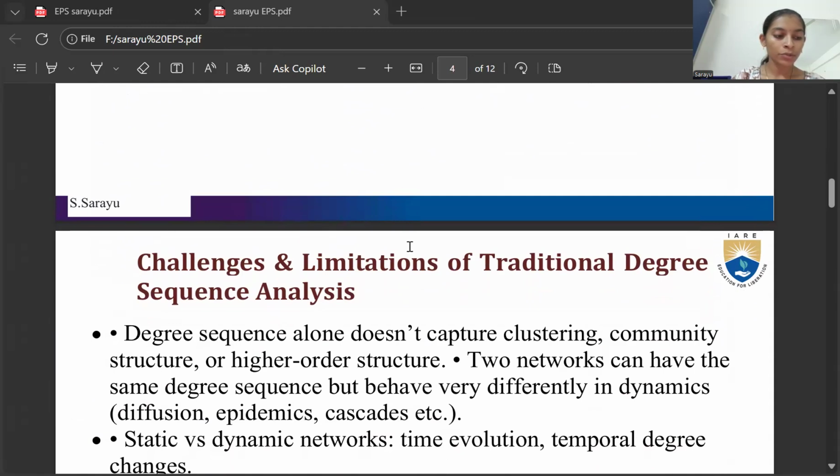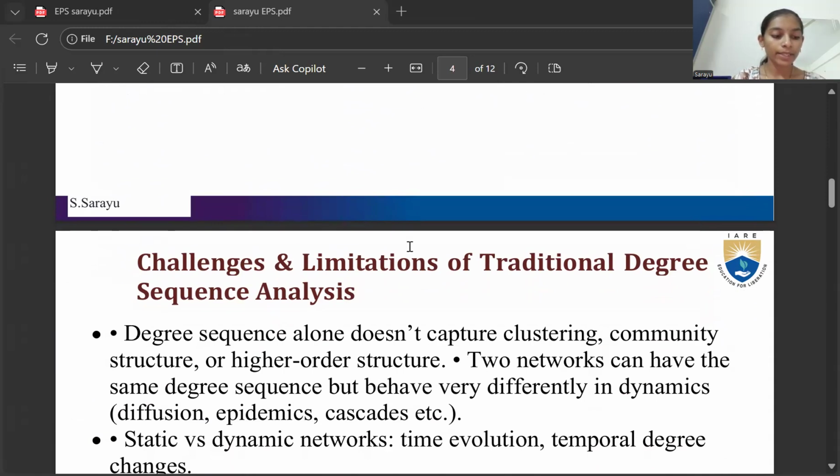Why is it important in social networks? Heterogeneity of connectivity. Social networks often have heavy-tailed degree distributions. That is, many nodes with few ties and a few nodes with many ties. This affects diffusion, influence, robustness, etc. The degree sequence is the raw data behind that heterogeneity.